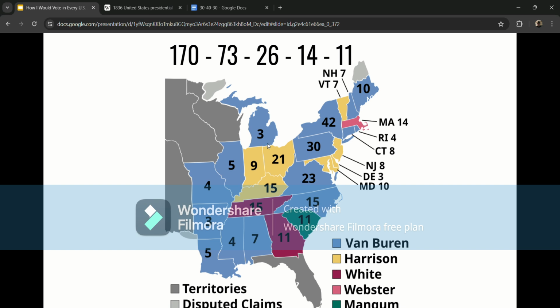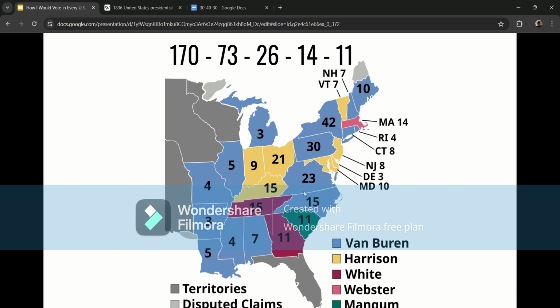The Whigs, of course, ran 4 different candidates. They wanted to try and deadlock the Electoral College and force the election into the House of Representatives. Of course, it didn't work, and Van Buren and Johnson get elected into the presidency and vice presidency, respectively.